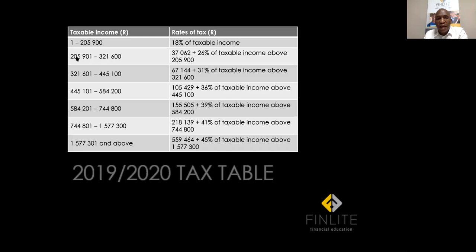And then you have people that are earning slightly above 205,900, which is 205,901, and 321,600. Those people will be paying first 37,062, and then anything additional, 26% of taxable income above 205,900. So they're giving you a break and saying you will be taxed a flat 37,000, and then anything above 205,900 will be taxed at 26%.